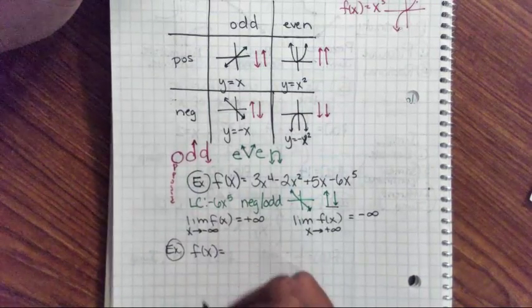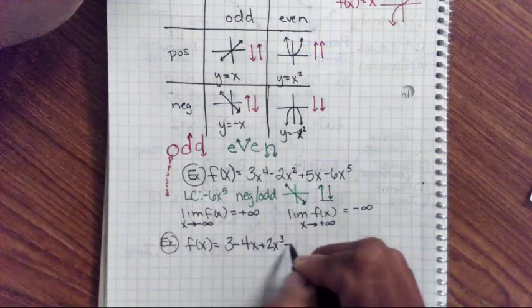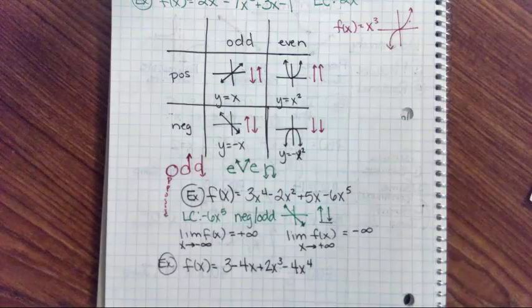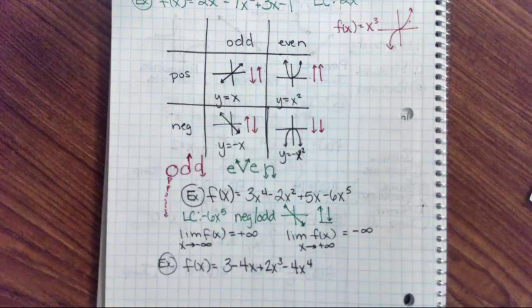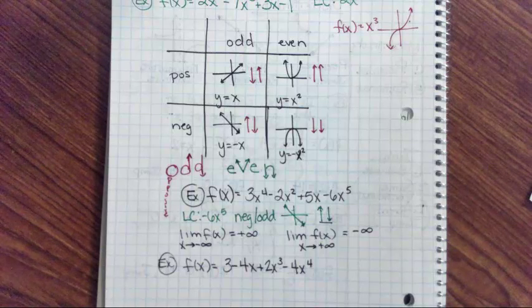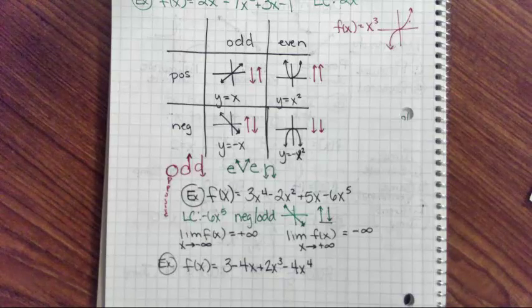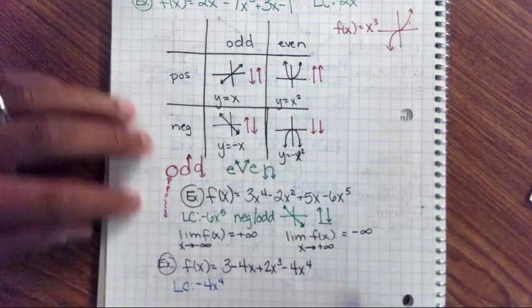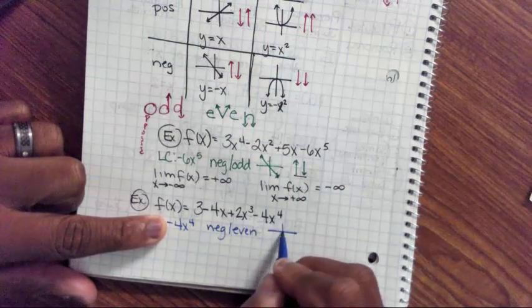Try this one. F of x is equal to 3 minus 4x plus 2x cubed minus 4x to the fourth. What is the leading coefficient? So negative 4x to the fourth, right? So the sign is going to be negative, and is this an even or an odd graph? Negative even. When I think of negative even, I think of the parabola going down, right?